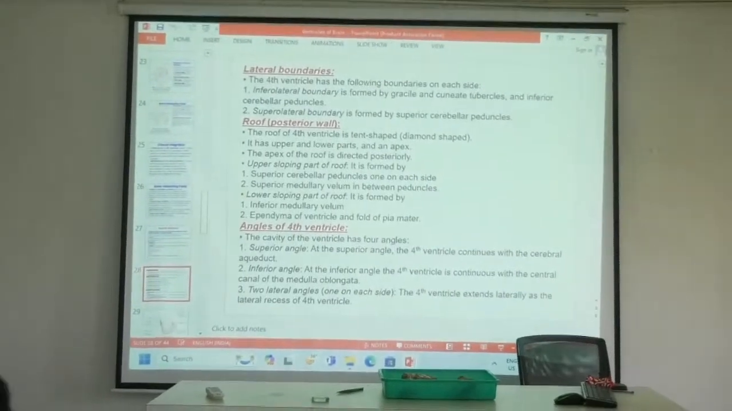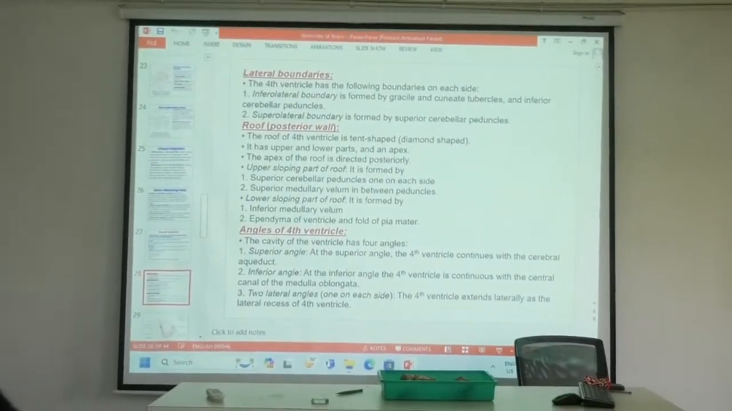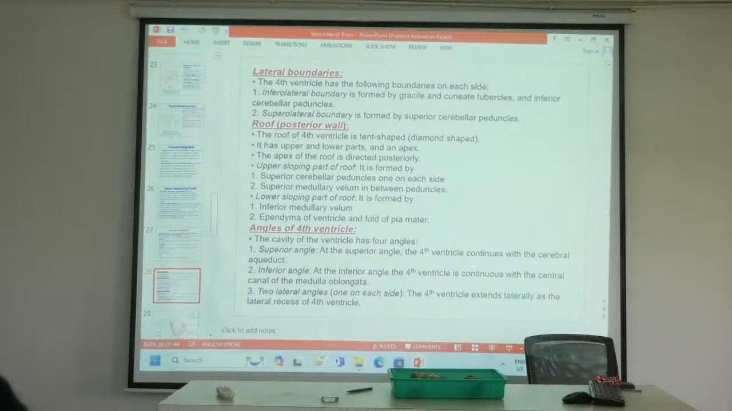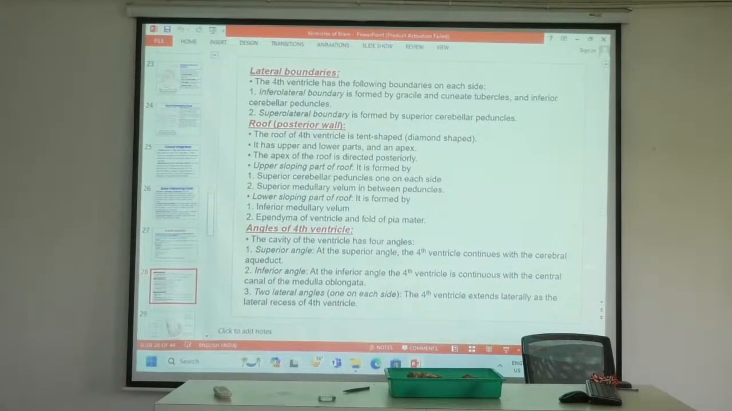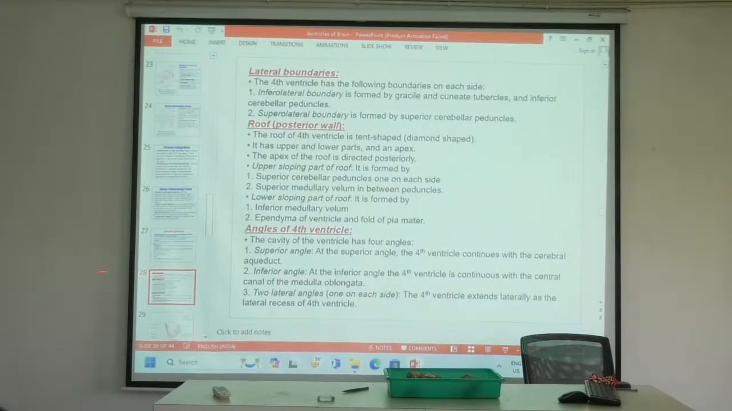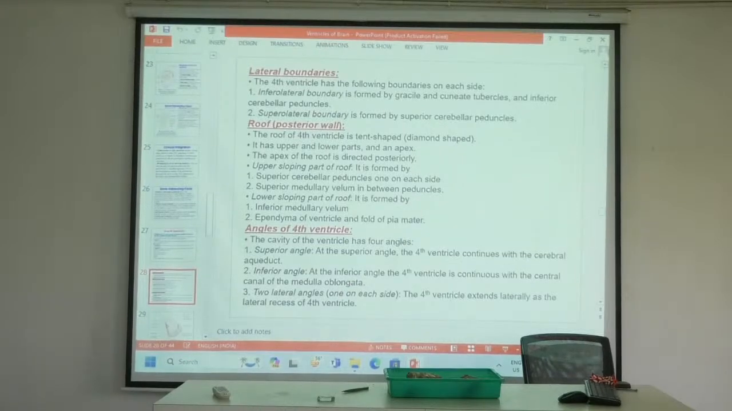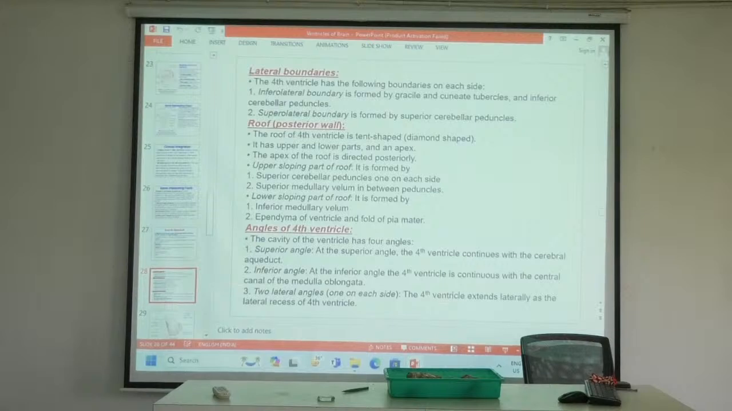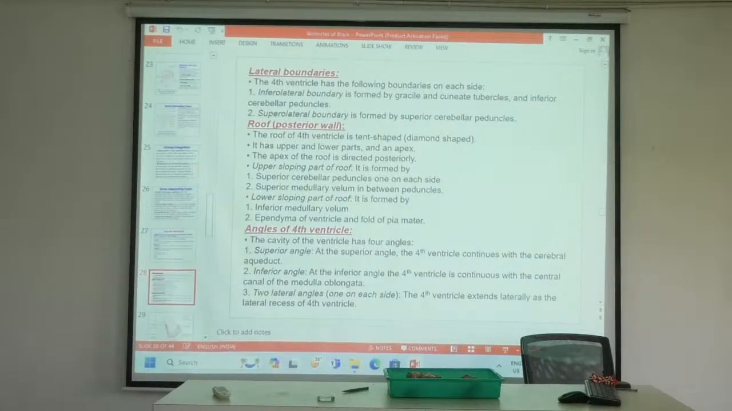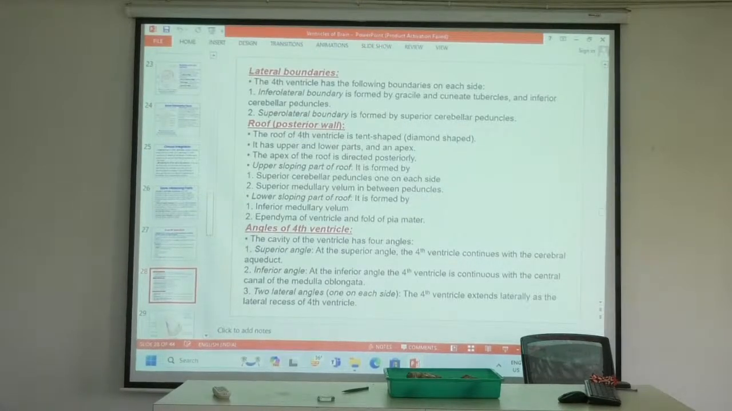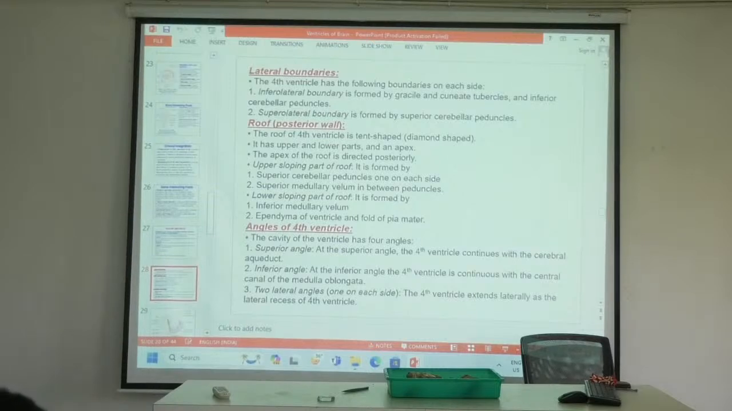Next, going to angles of the fourth ventricle. Cavity of the ventricle has 4 angles. Superior angle, at the superior angle, the fourth ventricle continues with the cerebral aqueduct. Inferior angle, at the inferior angle, the fourth ventricle is continuous with the central canal of the medulla oblongata. And 2 lateral angles on each side.